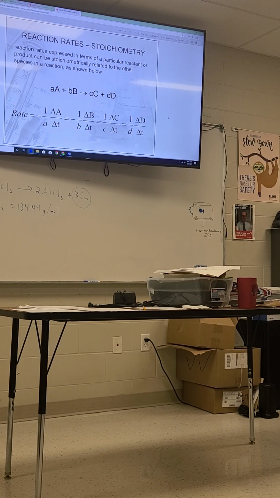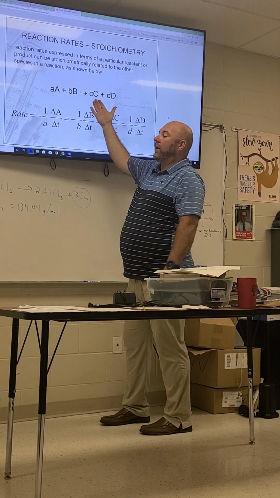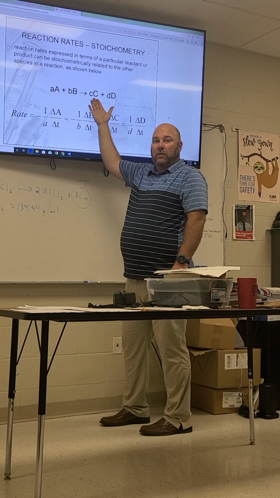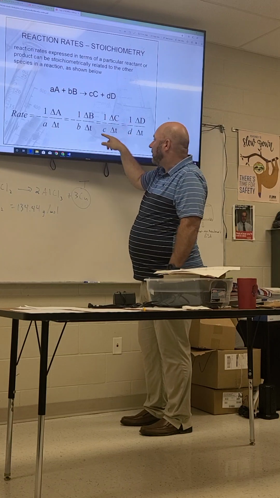If we look at the ratio of the rates, they are related to the coefficients in the balanced chemical equation. If we're talking about A and B, they're going to disappear, so there's a negative in front. If we're talking about C and D, they're going to appear, so it's positive. If you knew the rate of A, then you could find the rate of C, because all of these are equivalent. The rate equals this and that.